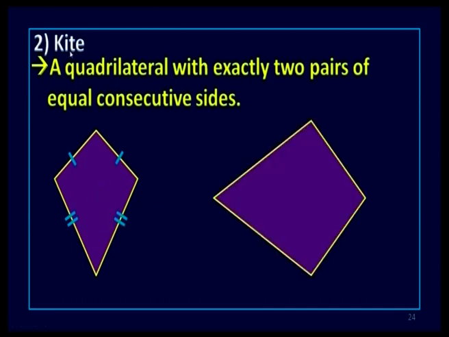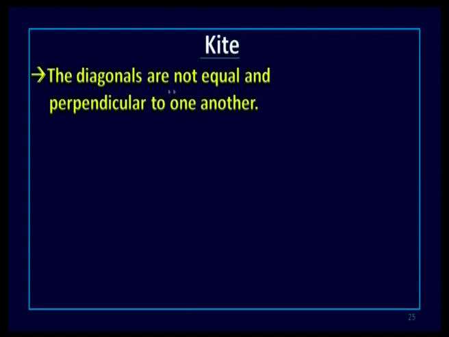I am taking another example here. Yes, these two sides are equal and these two sides are equal. So I can call this also a kite. The diagonals are not equal and perpendicular to one another.